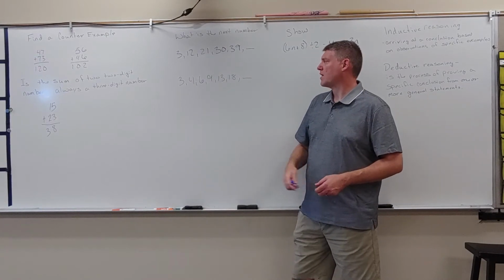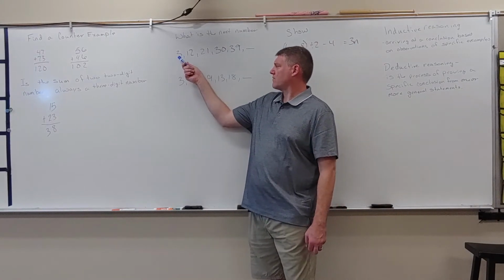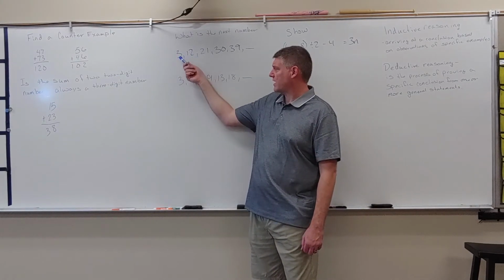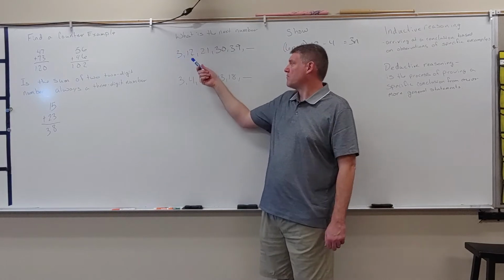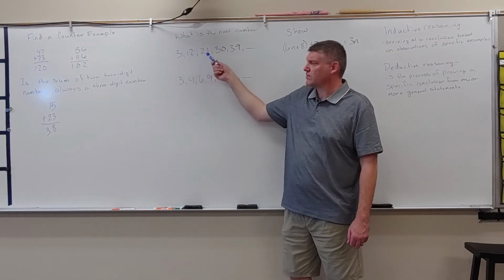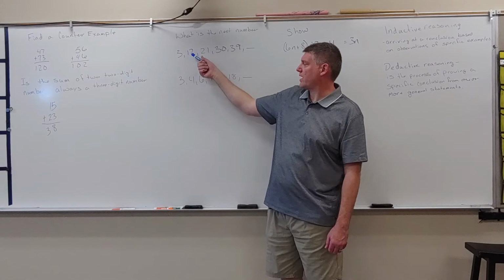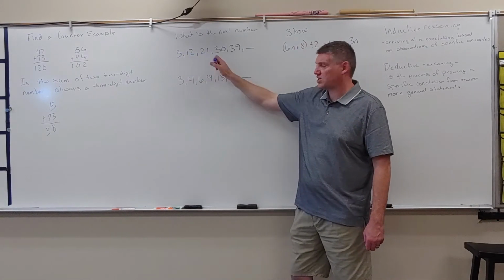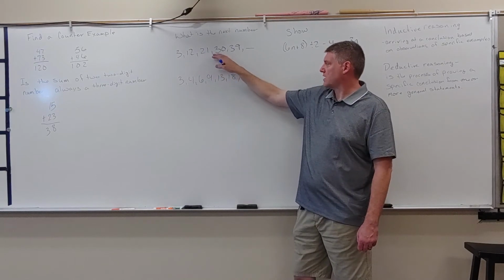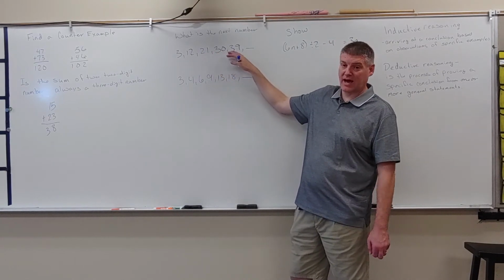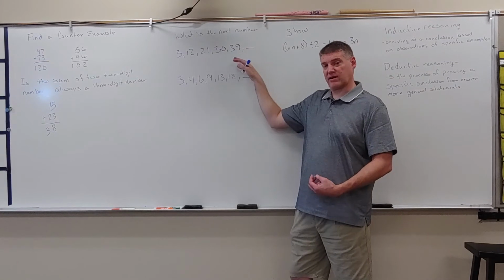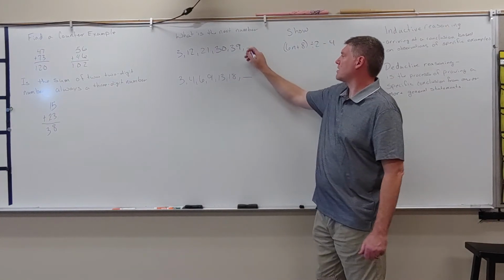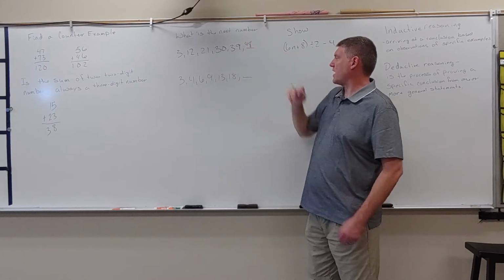Okay, so here I notice that to go from 3 to 12, two different ways I can get there. I can either add 9 or multiply by 4. So then I have 12 and 21. Well, the way I get from 12 to 21 is add 9. So I've consistently added 9, and then I check that throughout. 21 plus 9 is 30, 30 plus 9 is 39. So it looks like my pattern is adding 9 to the previous one. So 39 plus 9 is 48.